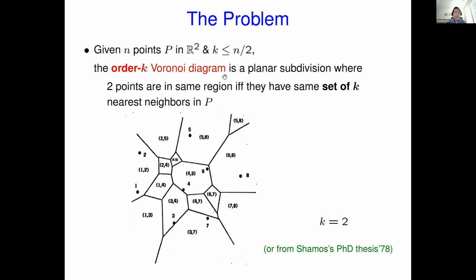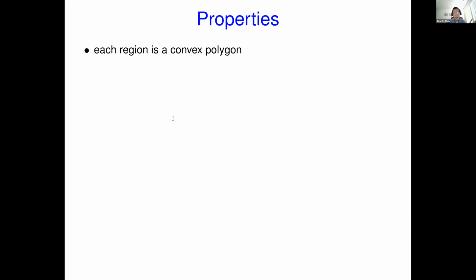And by the way, throughout the talk, I'm going to assume implicitly that k is at most n over 2, and that's because if k is bigger than n over 2, we can replace k with n minus k if we switch from nearest to farthest. And everything we're going to talk about, all the algorithms, extend even if we're talking about farthest neighbors rather than nearest neighbors.